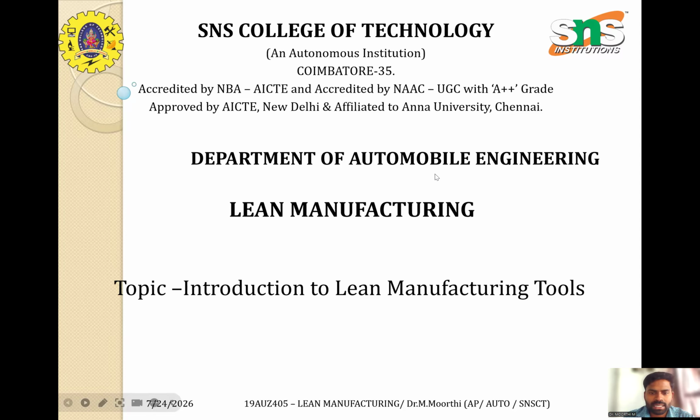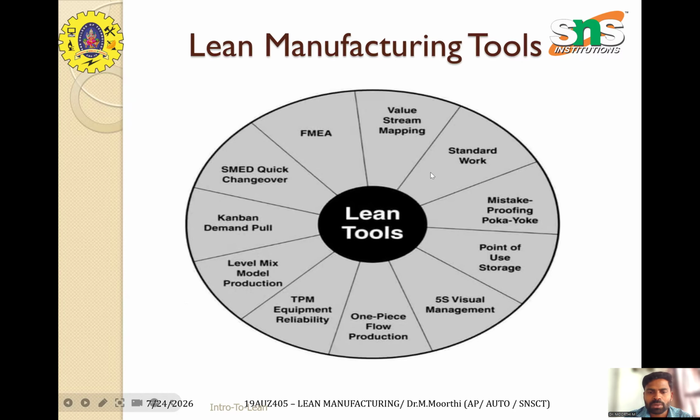So this is a lecture series on lean manufacturing, and in this series we have discussed the introduction to lean manufacturing and the importance of lean manufacturing. And in this video, we are going to discuss lean manufacturing tools. Lean manufacturing is the process of eliminating or minimizing waste during the production of a product or in the industry as much as possible. By reducing waste in the industry, the overall effectiveness and efficiency of the process or industry benefits.